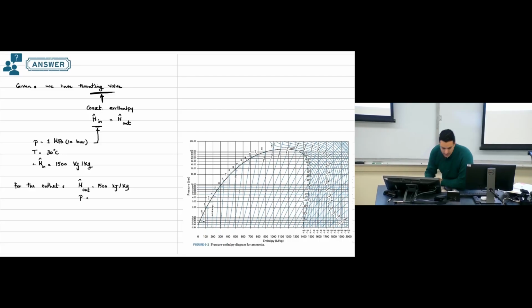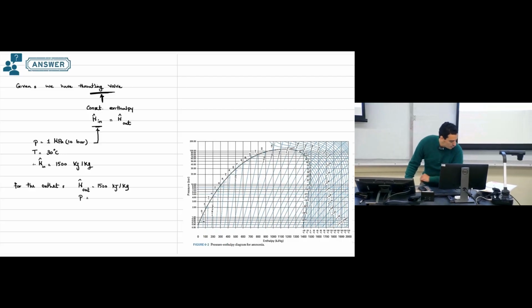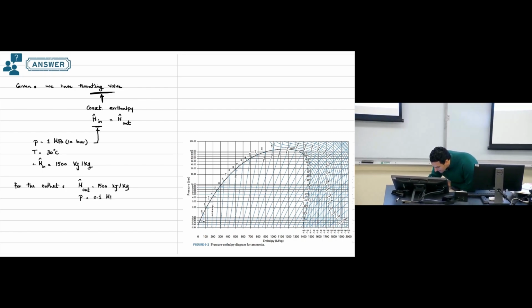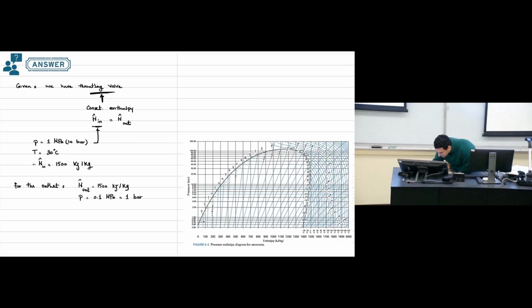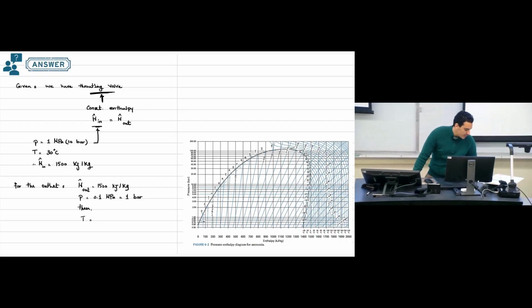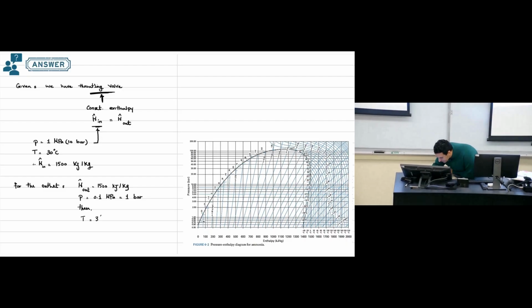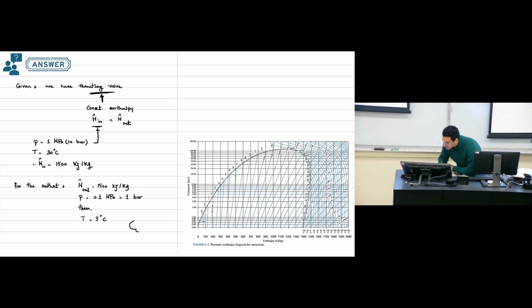Pressure of the outlet, this one is 0.1 megapascal, which is 1 bar. So again, from the figure, you can find the temperature of the outlet, and the temperature of the outlet will almost be like 3 degrees Celsius. And this is what we need to find.